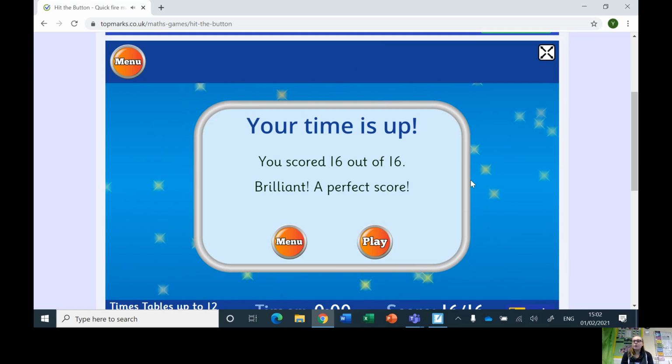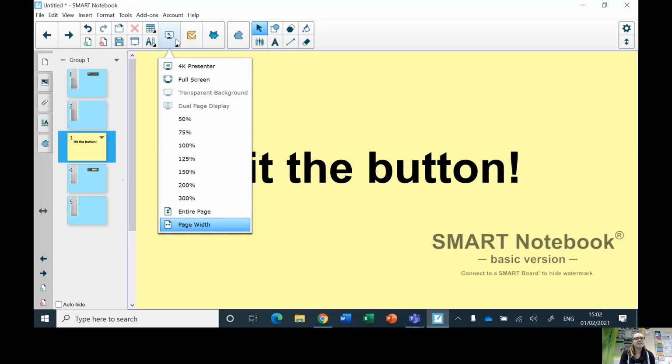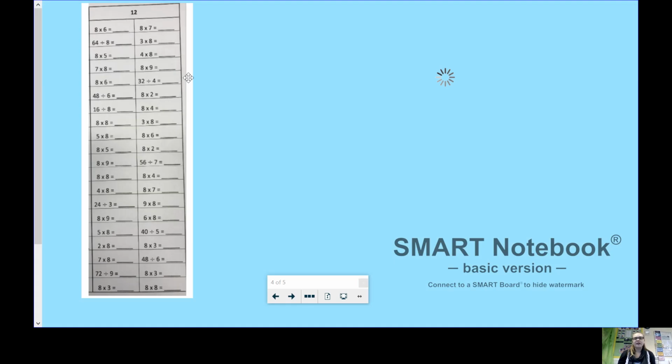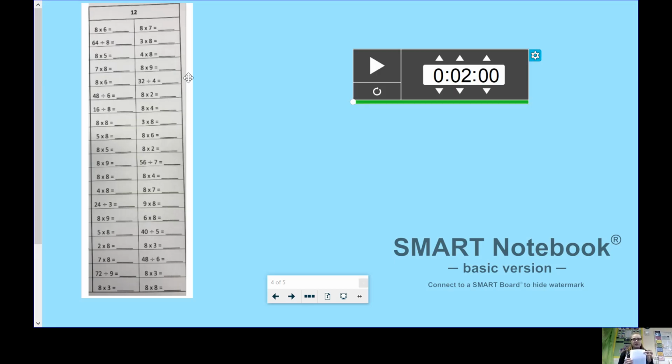Brilliant. Okay, now we're going to go and do our next times table test. So I want you to get your booklet back again, and we're going to be doing test number 12. I'm just going to swap it back so that you can see the questions as well. So test number 12, giving you 2 minutes. Off you go.